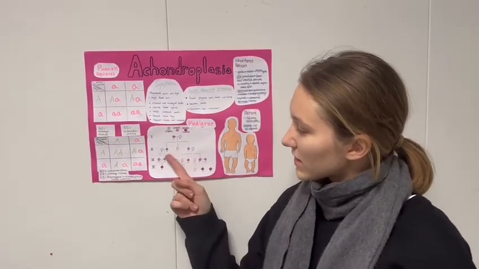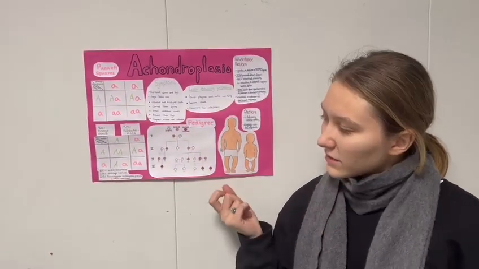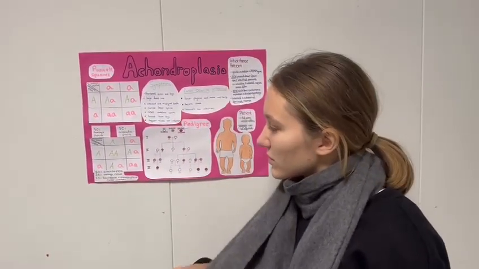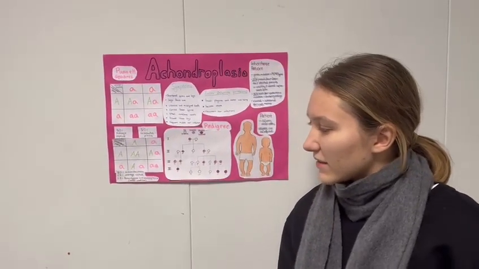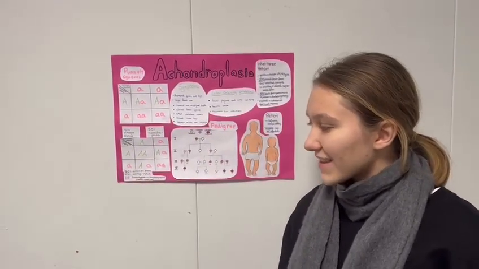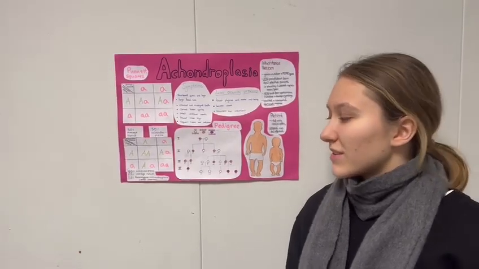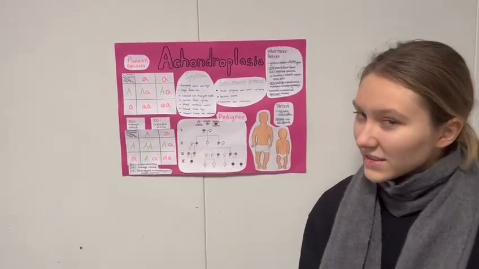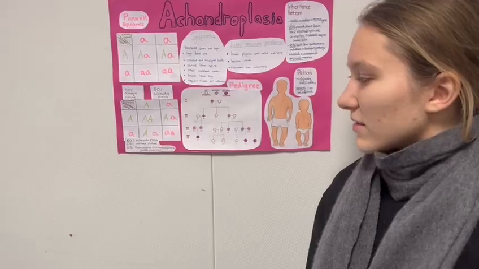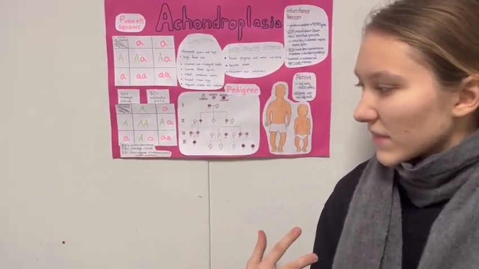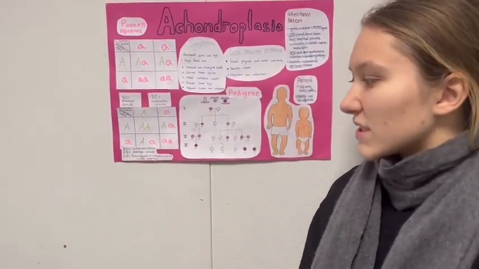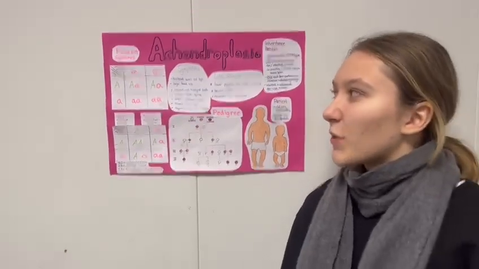And here we can see that the male reproduces with a female who doesn't have the disease. They get a child who has it, who then reproduces with a female who has it. And then in the 4th generation, the child either dies or gets the disease. So yeah, that was our presentation.